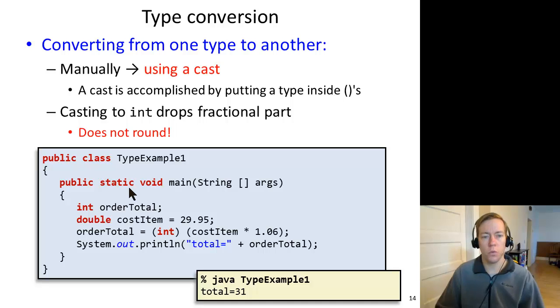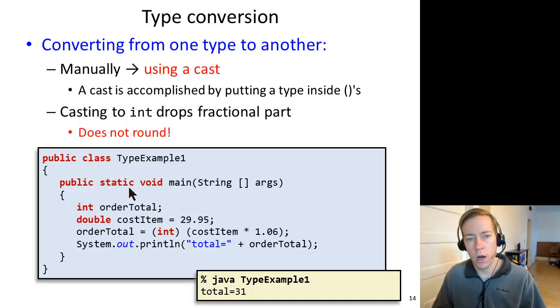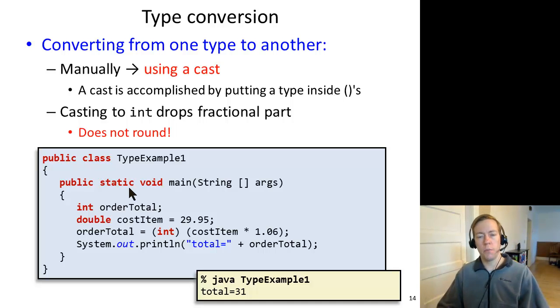What can you do about it? Well, there are a couple things. You could use what's called a cast. If you really mean this, you can take this thing that is a double value and force it to be an integer. When you do this, you put the data type you want in parentheses, and you put it out front of the expression that calculates the value.